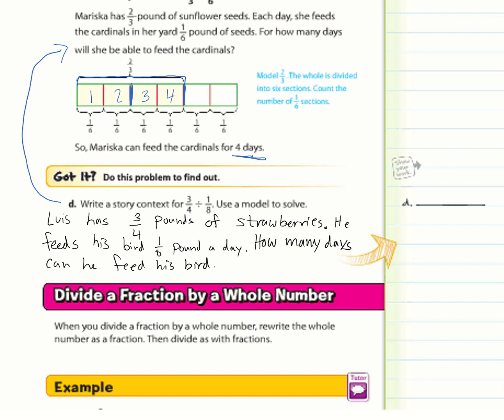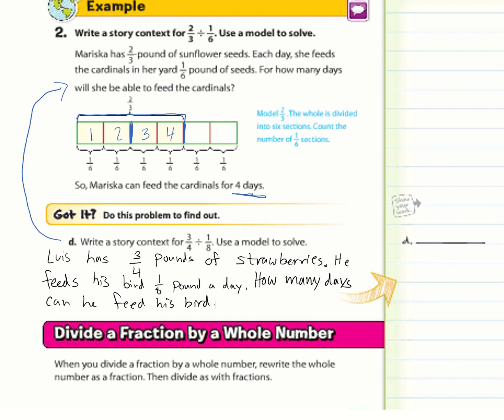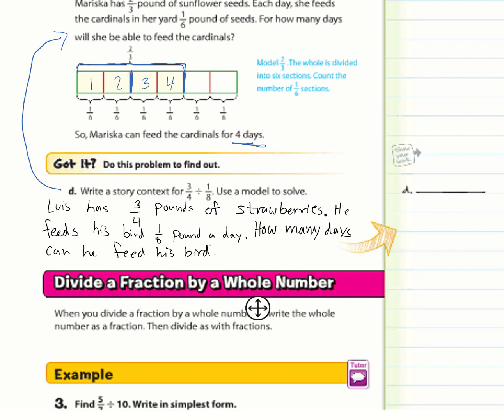Okay, so I have my story context, and I used the same example, but instead of Mariska and sunflower seeds, I just changed the name. So Luis has 3/4 pounds of strawberries. He feeds his bird 1/8 pound a day. How many days can he feed his bird?